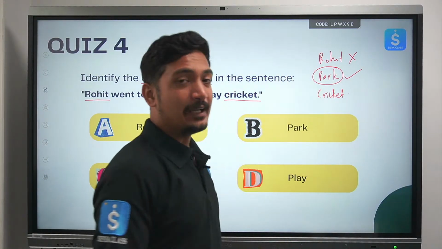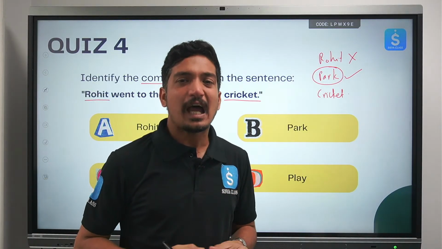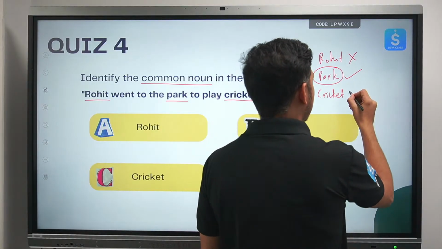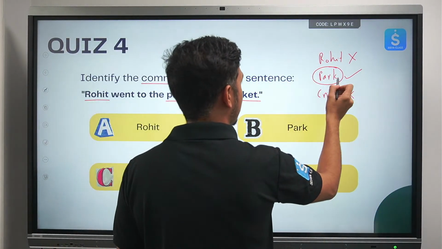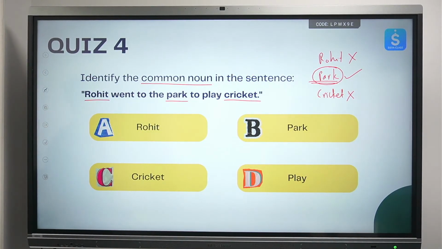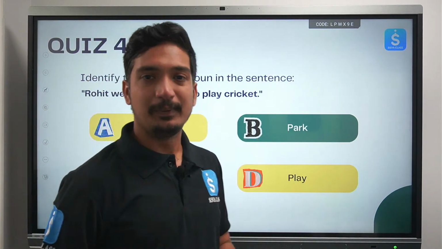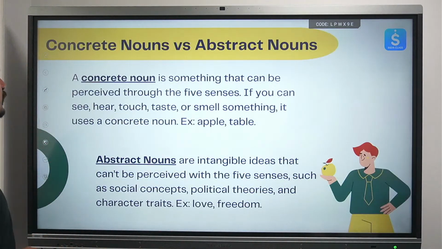Okay, now cricket, when you talk about cricket, cricket is actually a very specific name of a specific sport, isn't it? And therefore again this will not become a common noun. So the correct answer that we have is actually park. Okay, so that's how we actually solve these kind of questions. Moving ahead, so yeah, option number B is the correct answer. I believe this is clear to all of you, right? Okay, moving ahead to the next question.